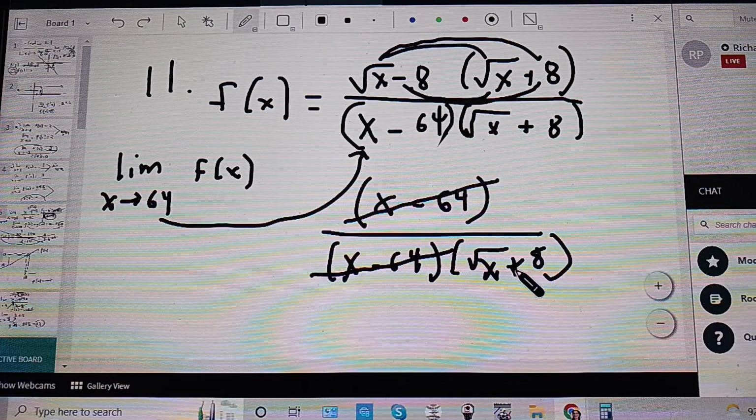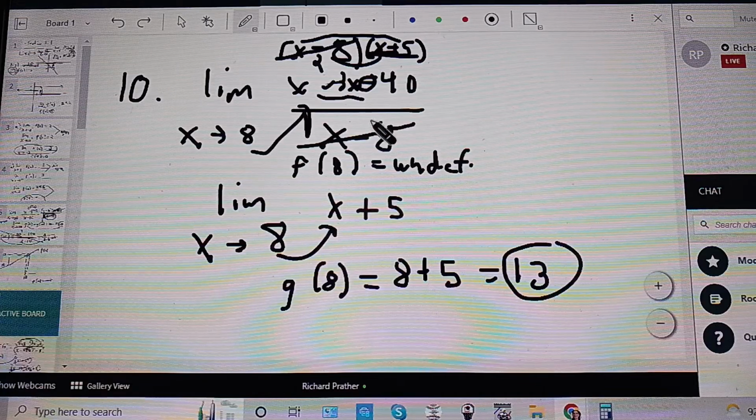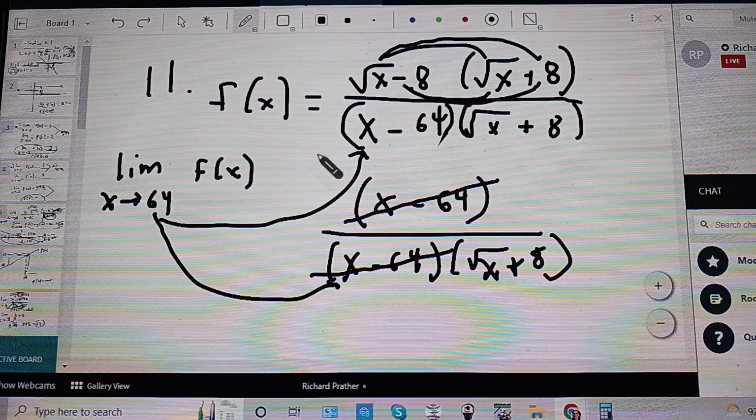And the important part here is that we're getting rid of the part that's making the bottom 0. That was what was causing the issue. So just like here, the x minus 8 was causing an issue, but I couldn't plug 8 in because the bottom would be 0. By canceling out the bottom, that gets rid of that problem. So you're trying to cancel out this original denominator. That's the way to do it.